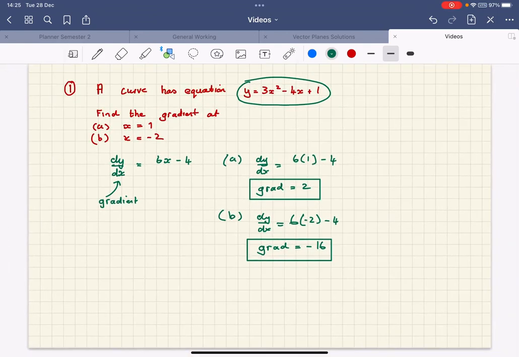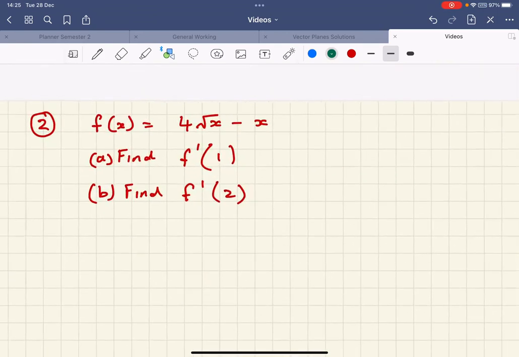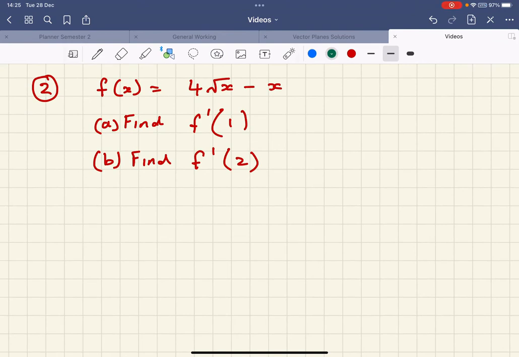Let's try a slightly harder one. You can pause this and have a go on your own if you like. Okay, first thing I need to do is find f dash x. But before I even do that, I'm just going to rewrite f(x) as 4x to the power of a half minus x, and that's to the power of 1. Now I'm going to differentiate. When I differentiate, that's going to give me 4 times a half, which is 2.